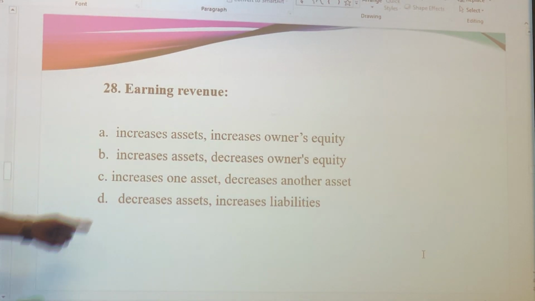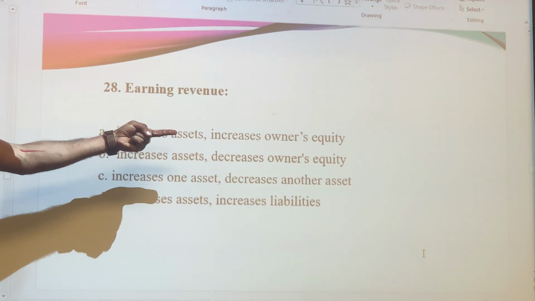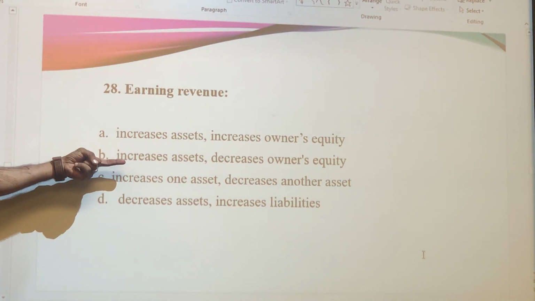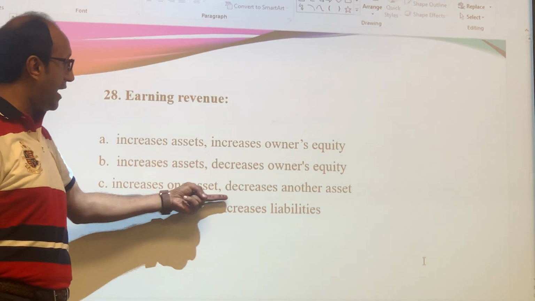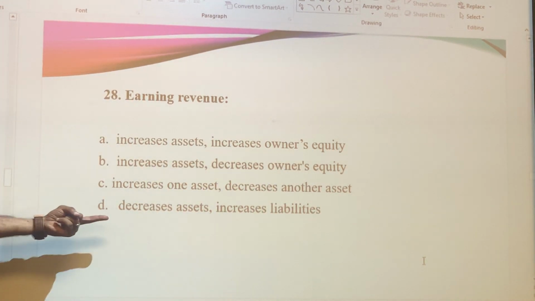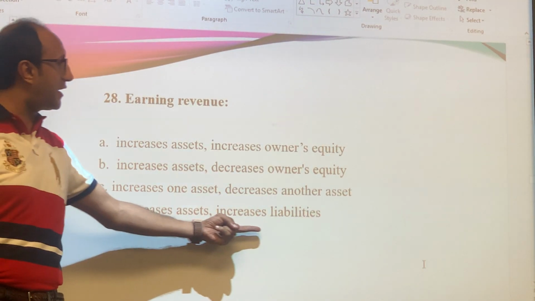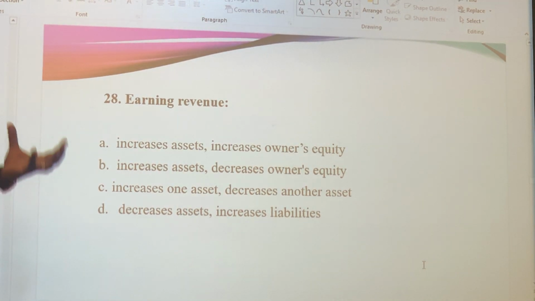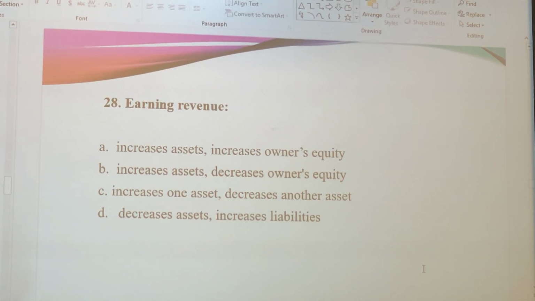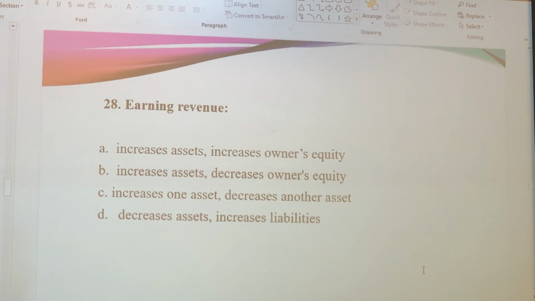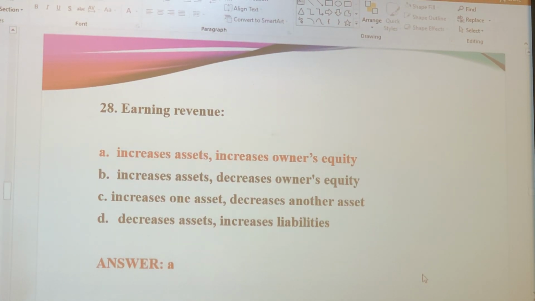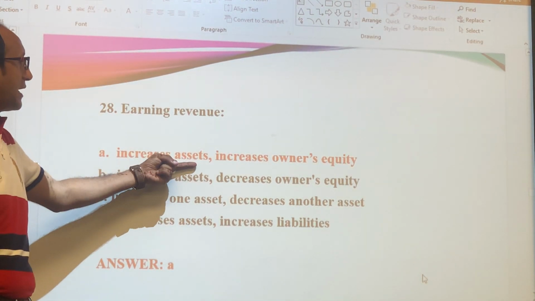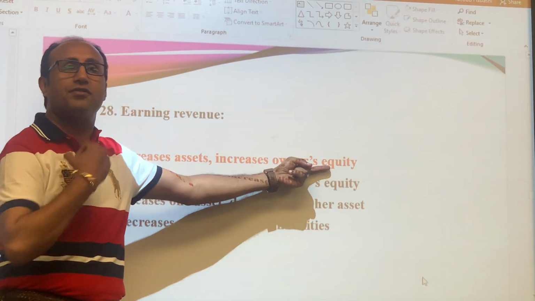Earning revenue: increase assets and increase owner equity, or increase assets and decrease owner equity, or increase one asset and decrease another asset, or decrease assets and increase liabilities. Earning revenue, what's the effect? Number 1, it would be A. I think you're right. Yes, increase assets as cash and increase owner equity as revenue.